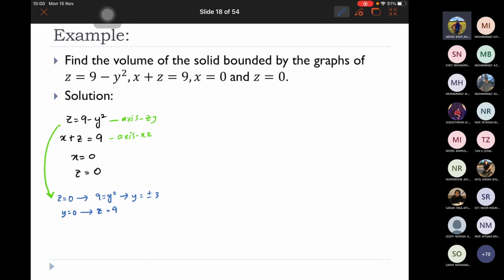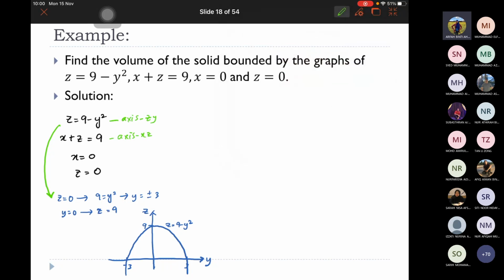So, apa jadi bentuk dia? So, dia akan jadi kuadratik sebab dia ada z kuasa 2, y kuasa 2. So this is your y, this is your z. So you are going to have negative 3 here, 3 here and then 9. So it will be in the form something like this. Okay. Z sama dengan 9 tolak y kuasa 2.